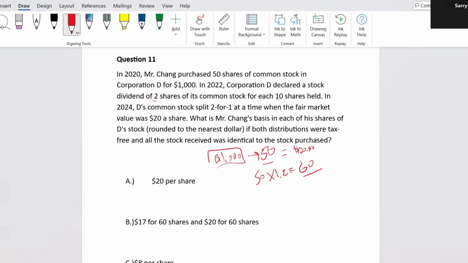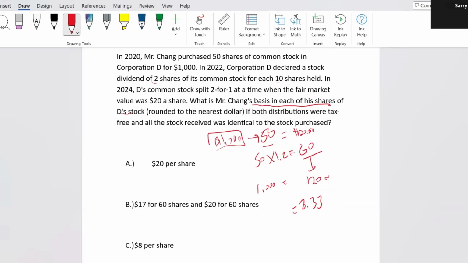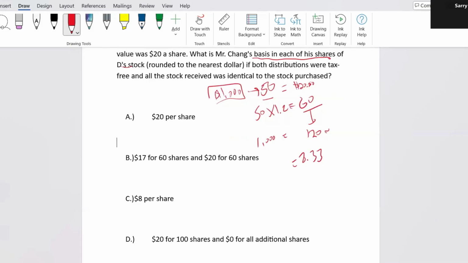That doesn't change that. And then a 2-for-1. Essentially, they took his 60 shares and doubled it to 120 shares. So he paid $1,000 for 120 shares, which you calculate as 1,000 divided by 120. It equals $8.33. It's asking what his basis is in each of the shares of stock, and it comes out to $8.33 per share. The closest one would be $8 here.